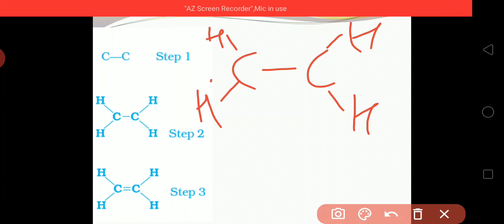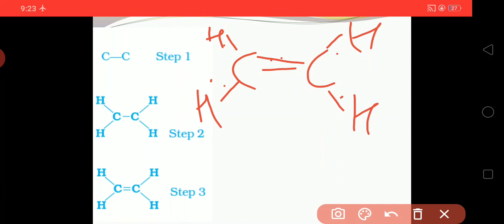Okay, so carbon contains how many valencies? 4 valency, but here you can see that only 1, 2 and 3 are there. Same way, this carbon also contains 4 valency because all carbon contains 4 valency, but here in this also you can see that only 1, 2 and 3 are there. So to satisfy its 4 valency, we need to make a double bond between the two carbons.